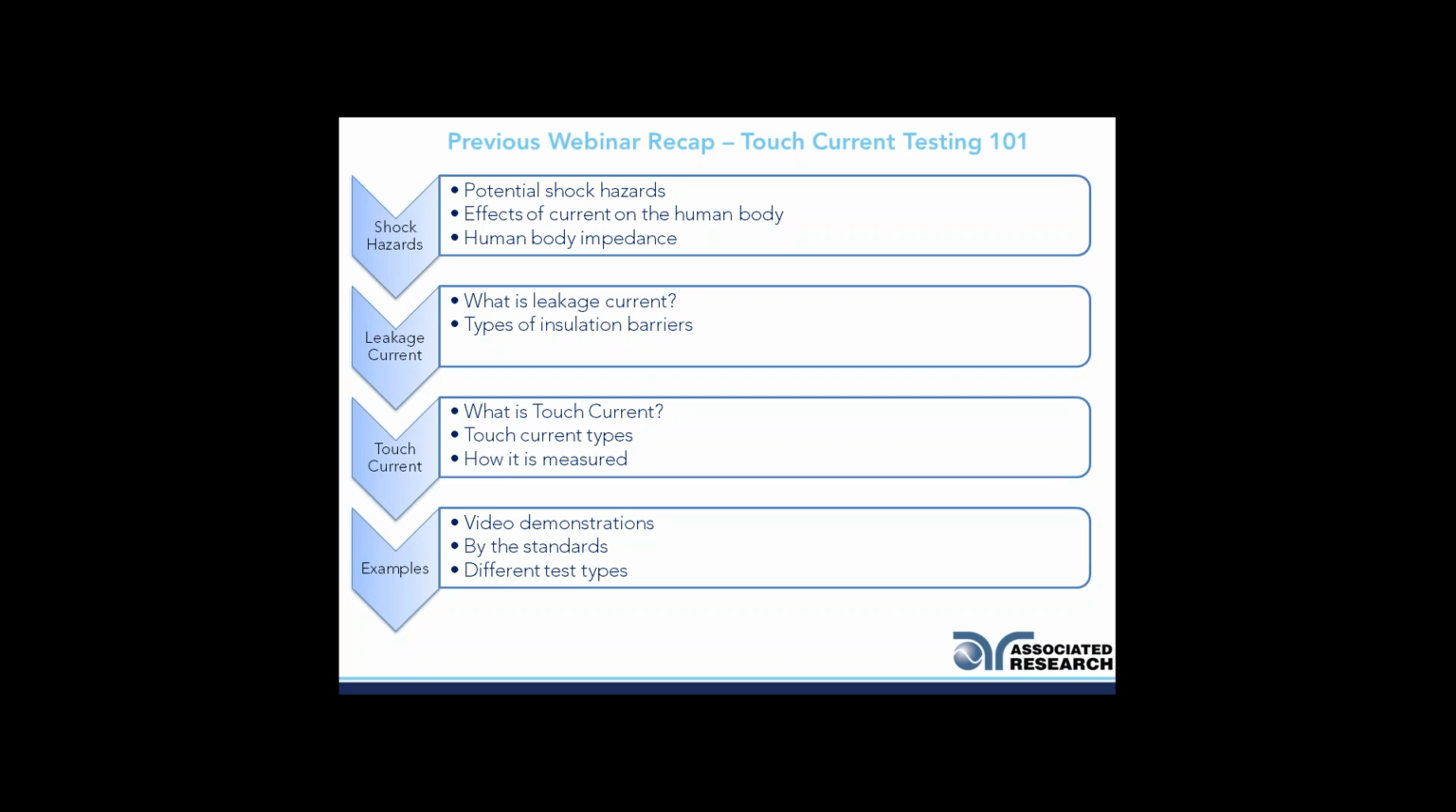We briefly looked at what leakage currents are. We described leakage current and the various barriers the leakage current will flow through. And we also looked at what touch current is. Now, we defined different types of touch current and briefly looked at how this touch current could be measured. And then the webinar went on to show some demo videos of different types of tests.